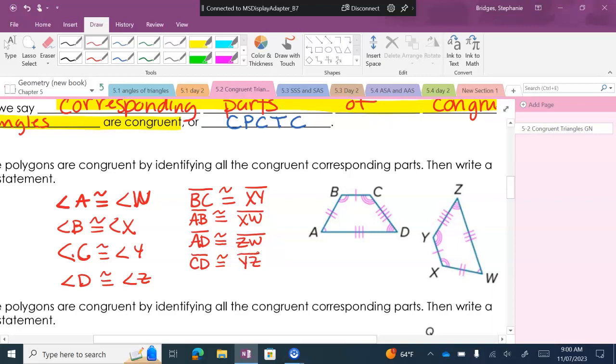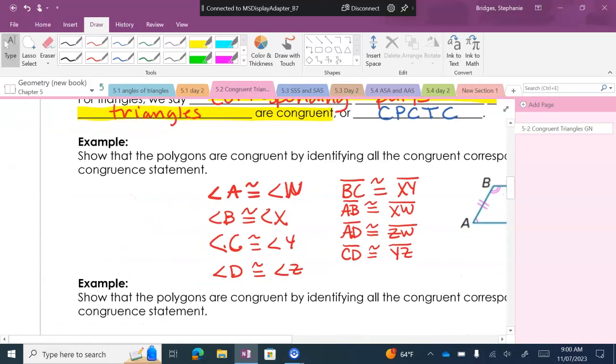So when it asks for corresponding parts, we list the congruent angles, and then we list the congruent sides. What else does it ask me for? It says, then write what? Read in your paper. What does it say? Then write a congruency statement, okay? So this is what we're going to do. You have to list the corresponding parts in the same order.